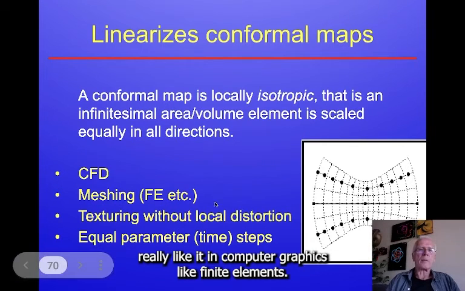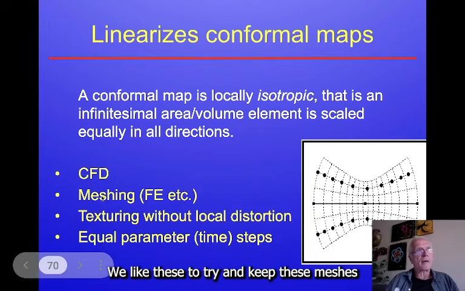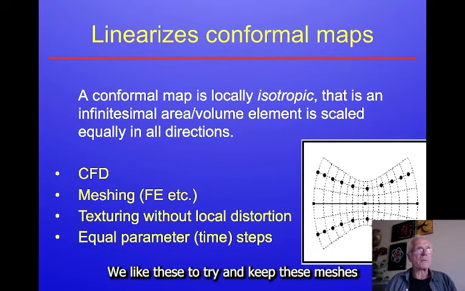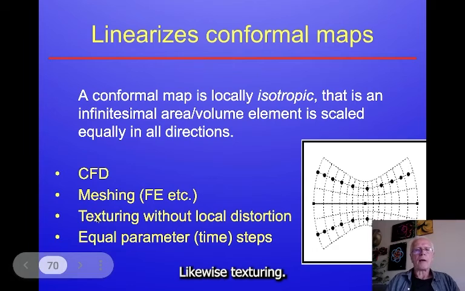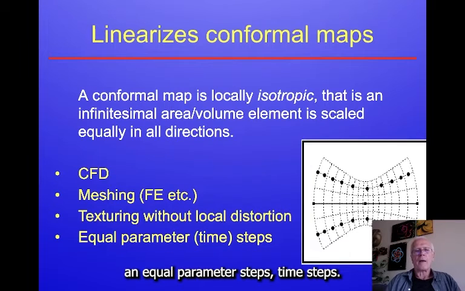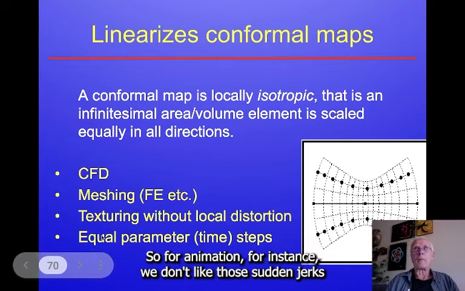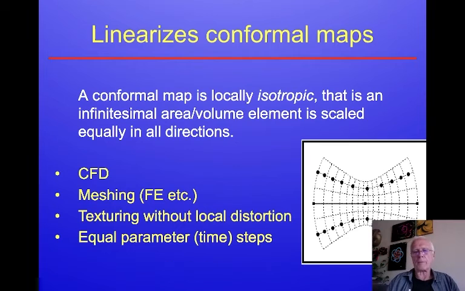We like it in computer graphics, like finite elements. We try to keep these meshes isotropic as we morph them around. Likewise, texturing: we don't like local distortions when we map our textures around. And equal parameter steps, time steps. So for animation, for instance, we don't like those sudden jerks time-wise. All of this is conformal maps.